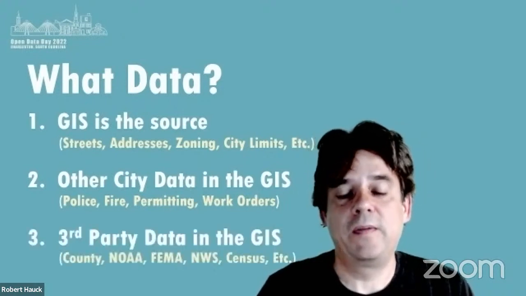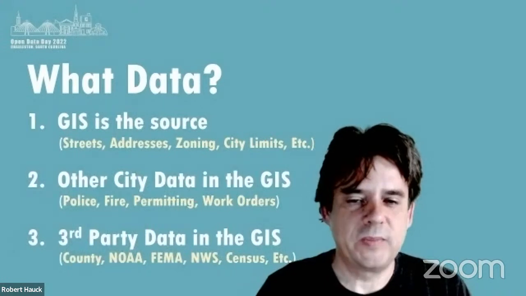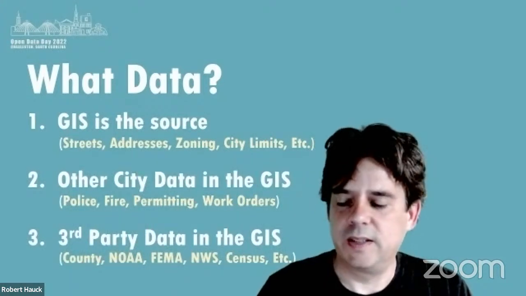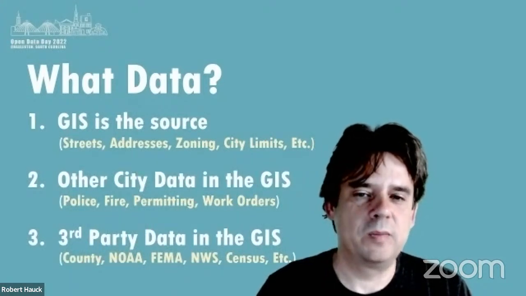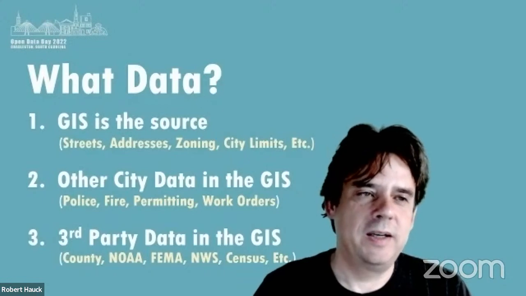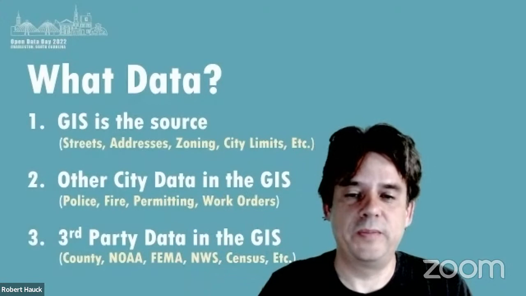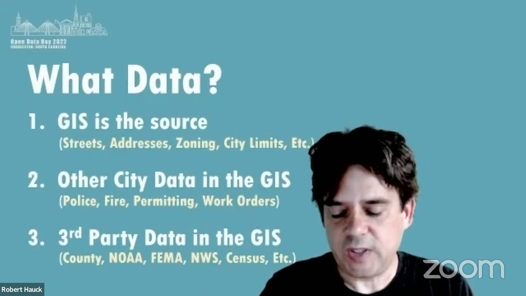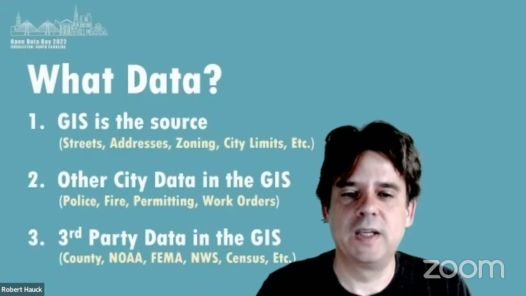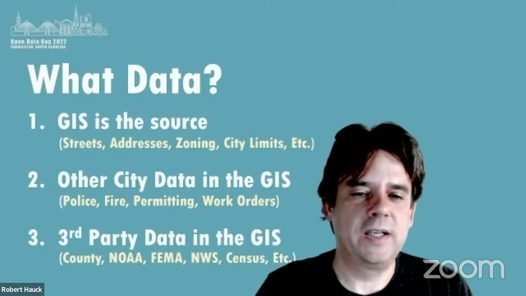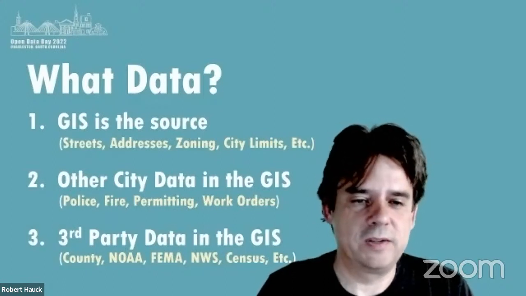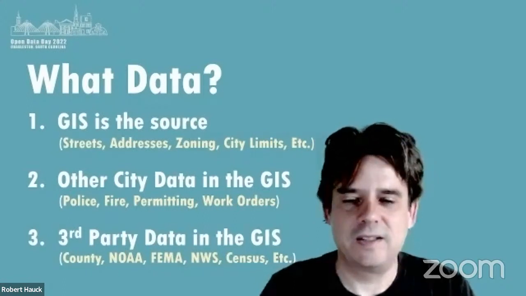And then we also have third-party data. The big one is county data, as the counties maintain the parcel boundaries and the tax records. It's important that we have up-to-date data from them, so we have a process to get that data every week. Then we also get data from NOAA, FEMA, the National Weather Service, Census, DHEC, and lots of others.